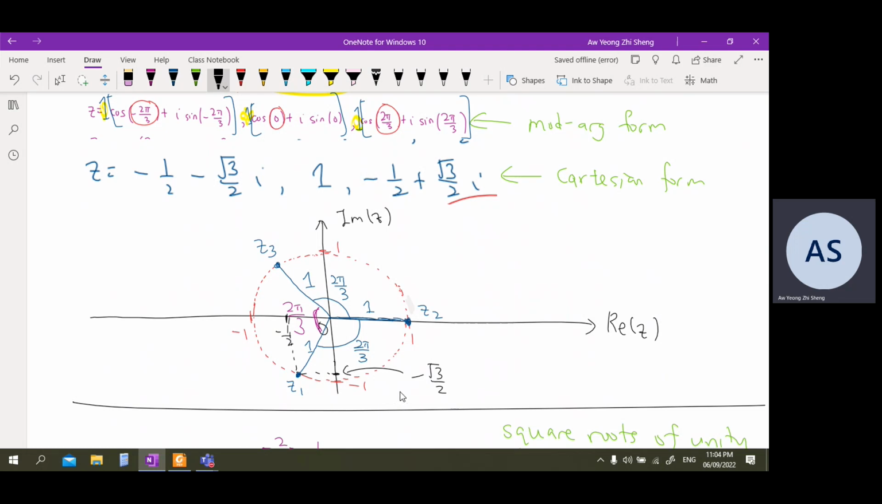So it makes sense. Your z3, your third solution, has an x coordinate of -half, so it makes sense as well for it to be here. And plus root 3 over 2 is quite near to 1. And of course, your second solution, the real number 1, is on the real axis when the real number is equal to 1. So it's right here. z2 is there, and the position makes sense.